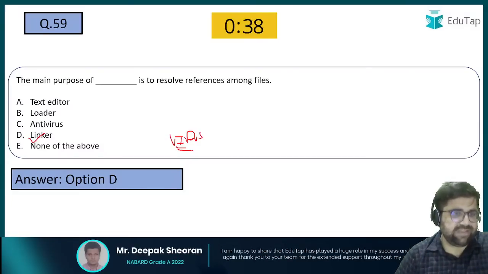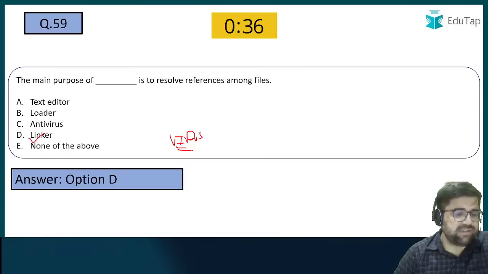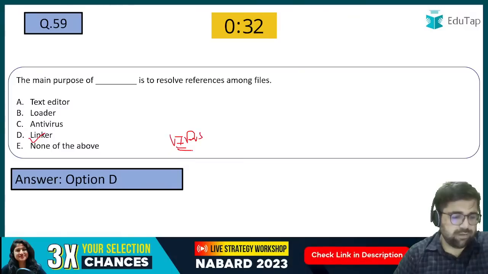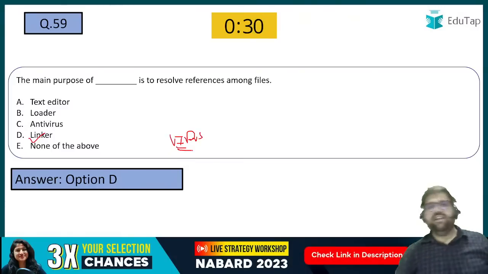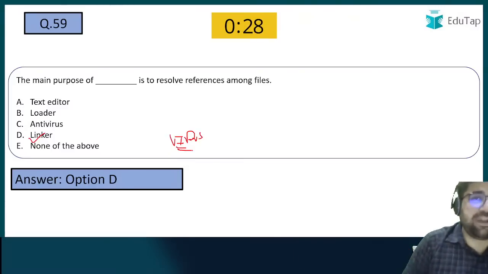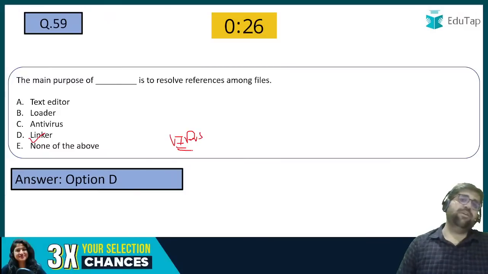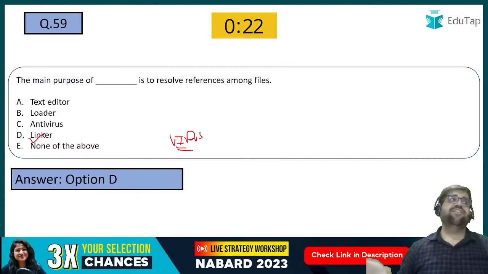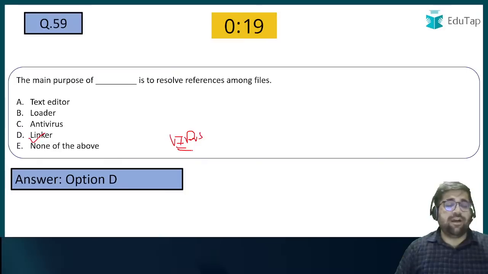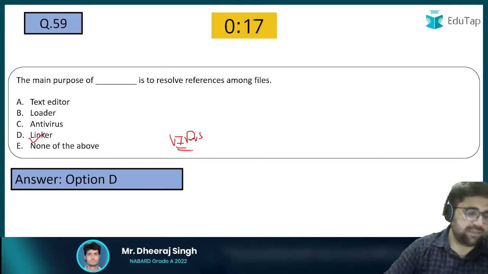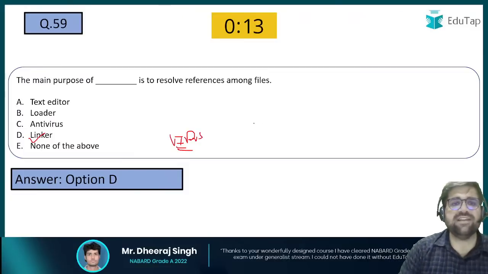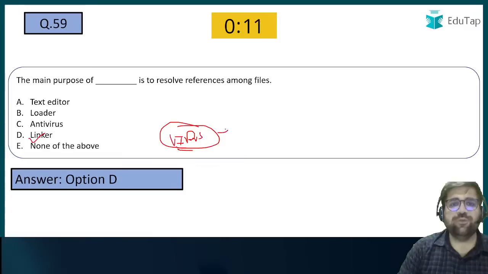Everyone is going with D, that is good. What is the full form of the word virus? In my live classes, we have covered each and everything, but in the marathon class, I cannot cover each and everything because it would take somewhere around 6 to 7 hours to complete a live class. Chalo, question number 59, I am asking you, what is the full form of virus? Why are you all taking so much time?